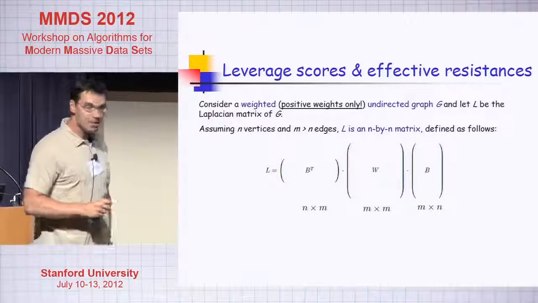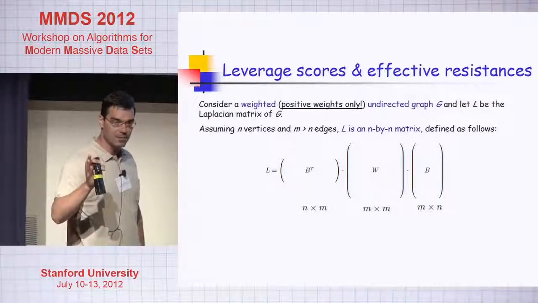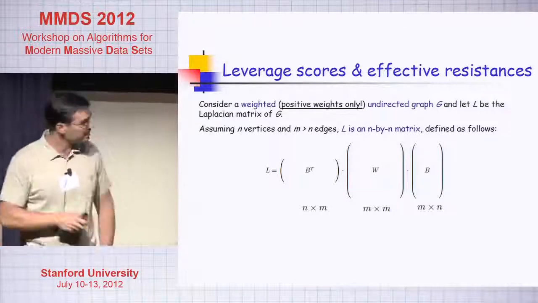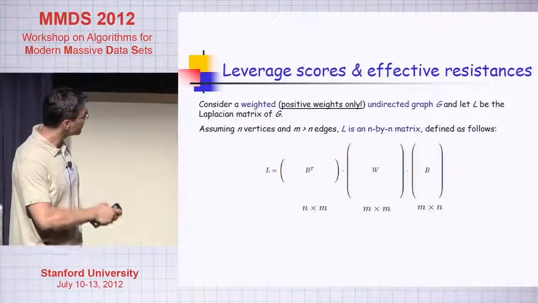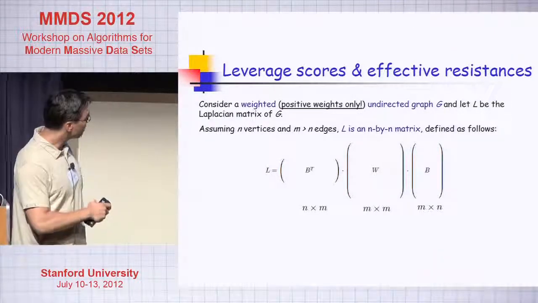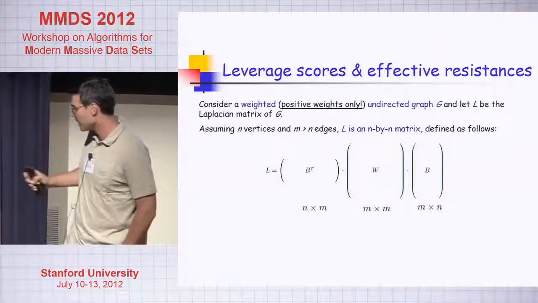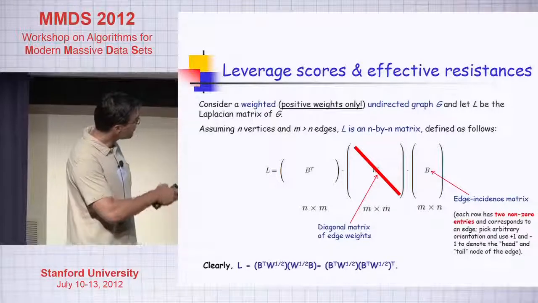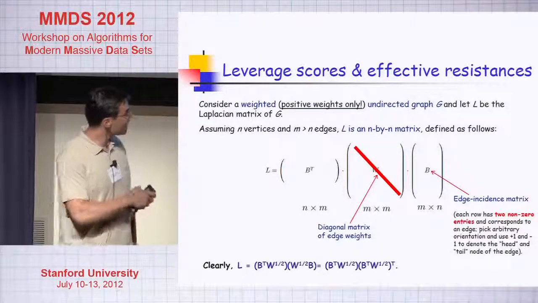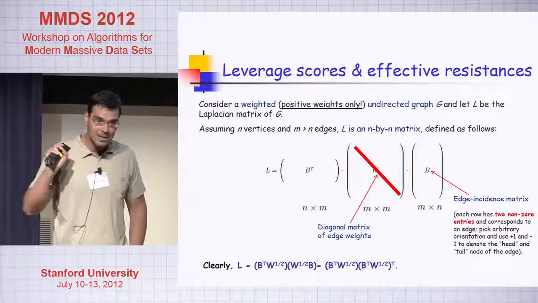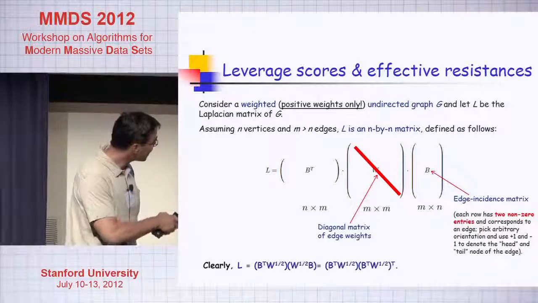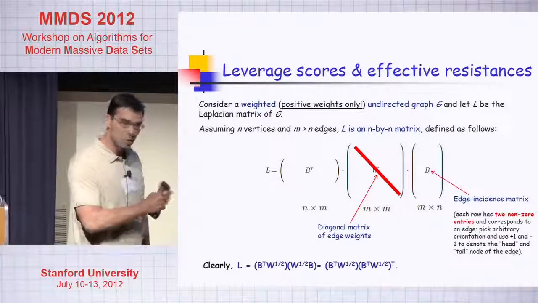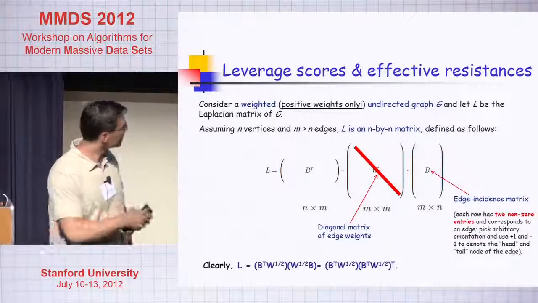The Laplacian matrix of G. You probably all have seen various definitions for the Laplacian. There is one very common definition. I'm going to use a slightly less common definition, which is that the Laplacian is the product of those three matrices: B transpose WB. Let me explain those matrices. W is a matrix of weights, M by M. There are M edges in the graph. This is a diagonal matrix, so everything off diagonal is 0. The weights are positive, so you can take the square root of this matrix.